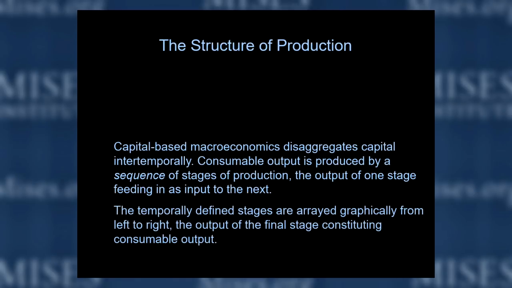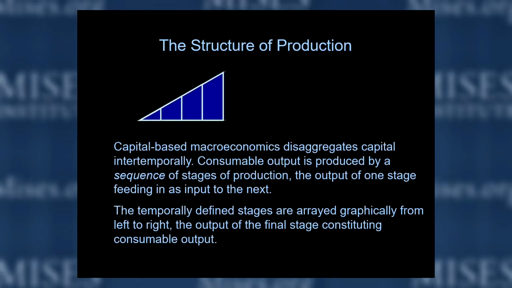Okay, here we go. The structure of production, I think I've got time now. Capital-based macroeconomics disaggregates capital intertemporally. Consumable output is produced by a sequence of stages of production, the output of one stage feeding into the input of the next. The temporally defined stages are arrayed graphically from left to right, the output of the final stage constituting consumable output.